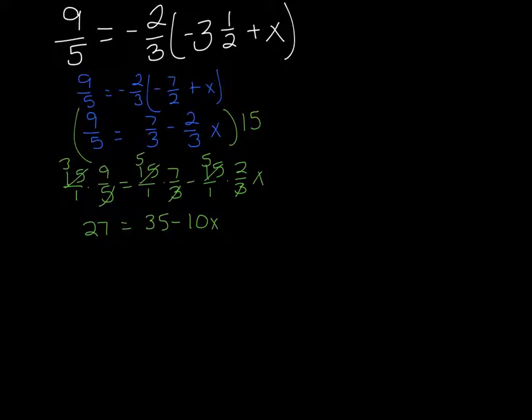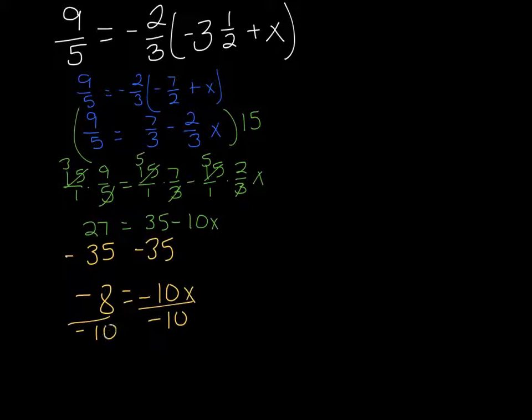Okay, opposite of plus 35 is minus 35. So negative 8 equals negative 10x. Then we divide by negative 10. Okay, 10 does not go into 8. That's a proper fraction there. But again, we can reduce.